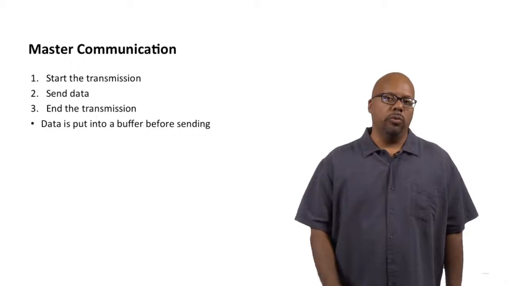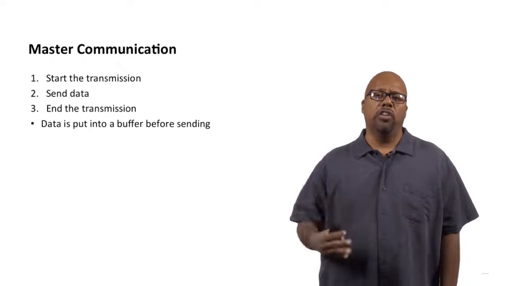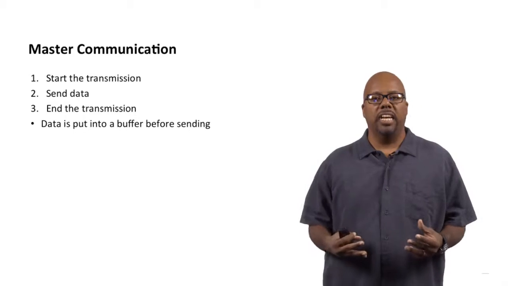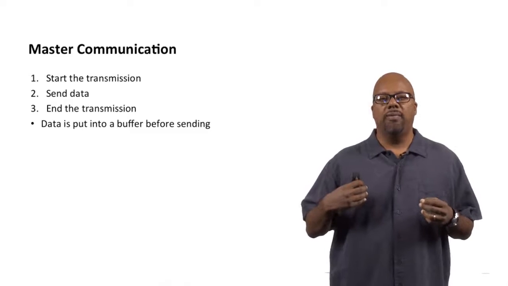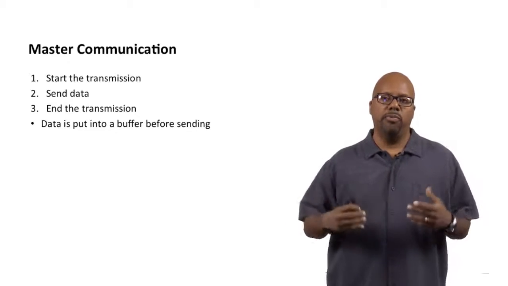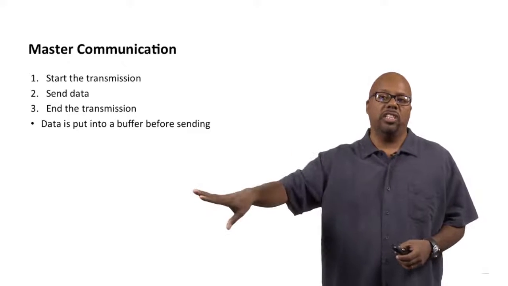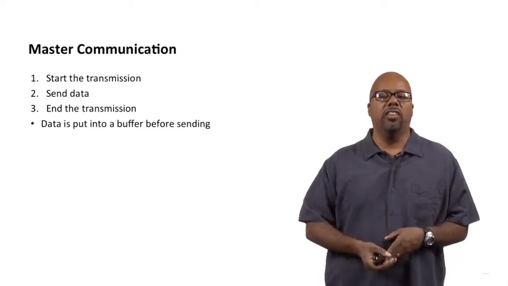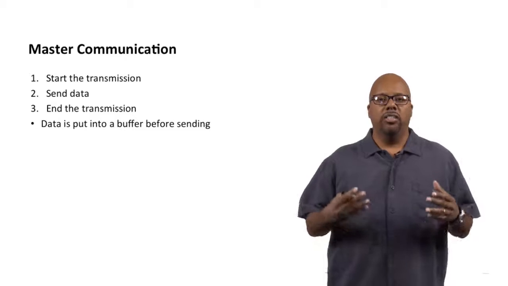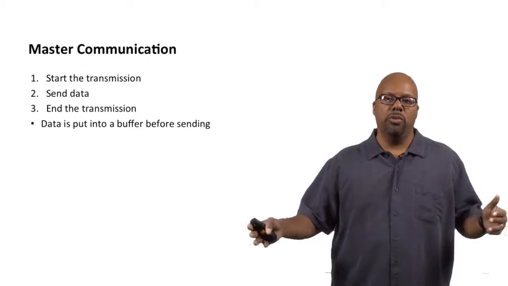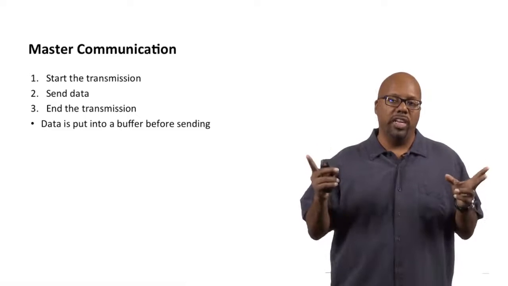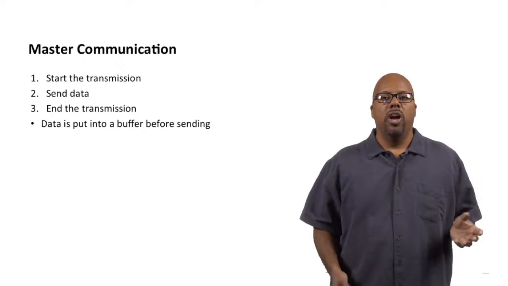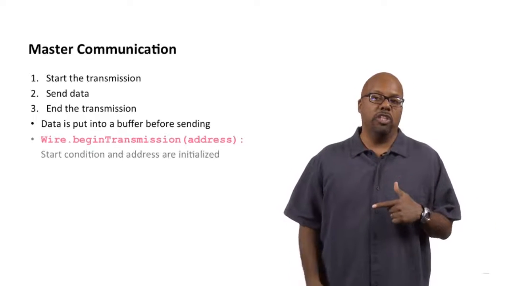One thing to note is that data is put into a buffer before sending. Inside the ATmega328, there is a buffer for the I2C data that you're going to send. All the data that you're going to send gets put into this buffer, and then it's all sent out at once. The whole buffer is dumped onto the lines. Say you want to send 10 bytes. All 10 bytes are put into a buffer, and when you call endTransmission, it actually sends those 10 bytes on the SDA and SCL lines. So it doesn't happen as you call it. It happens when you end the transmission.